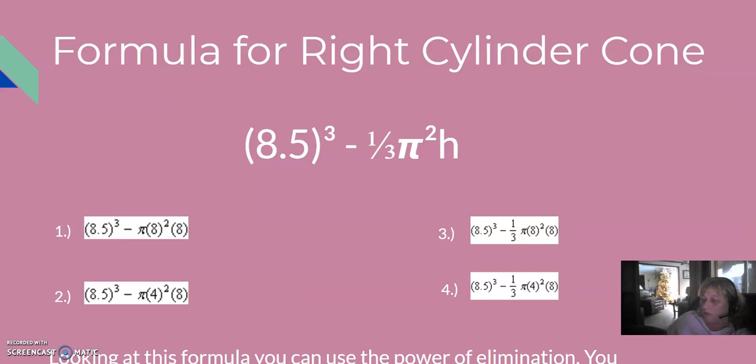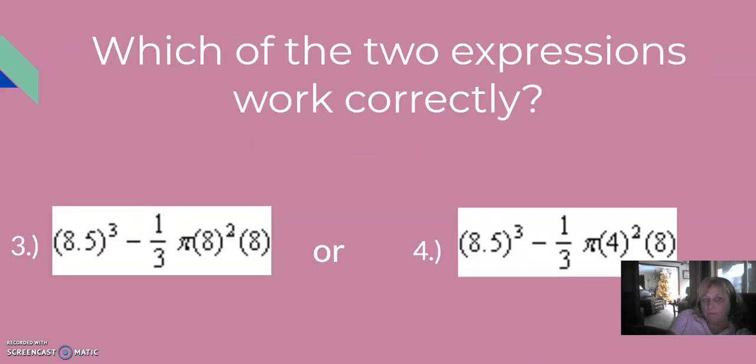For this, the first thing the student should do is write down the formula of a right cylinder cone. Once this has been done, the student should be able to see that two of the expressions do not follow the right cylinder cone formula. The student should be able to eliminate the expressions for 1 and 2.